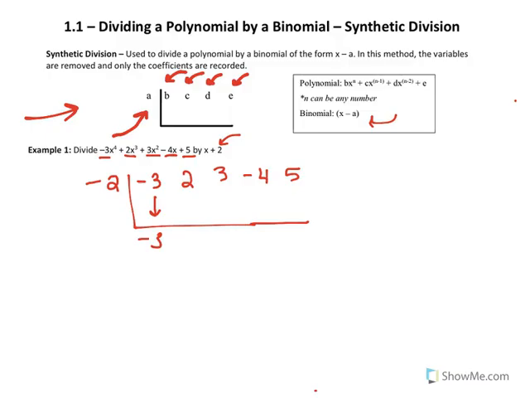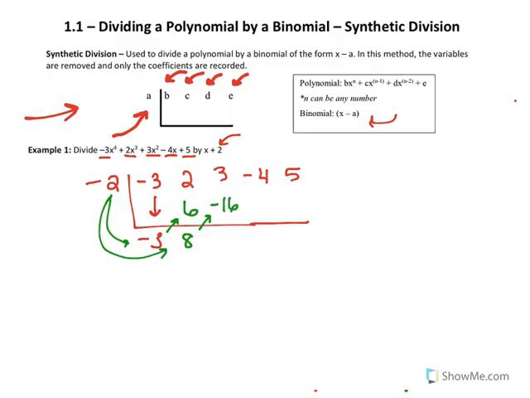Then what you're going to do is multiply this by this. So -2 times -3 makes +6, and you write it there. Then we're going to add these numbers together. So 6 plus 2 is 8. And then we're going to keep going. So -2 times 8 is -16. We write that right here.